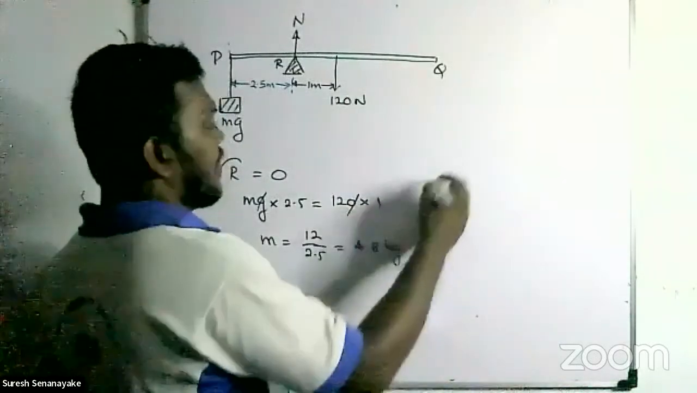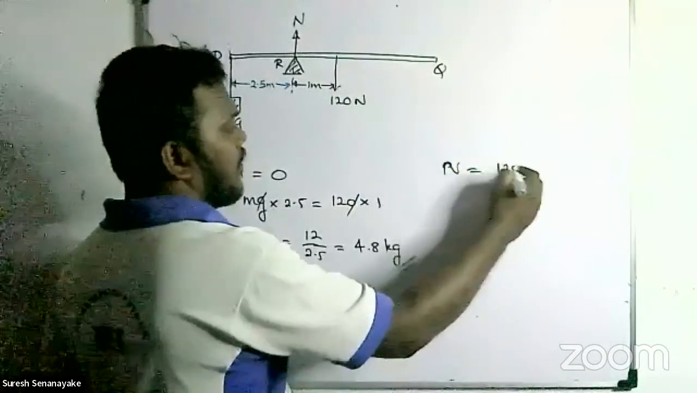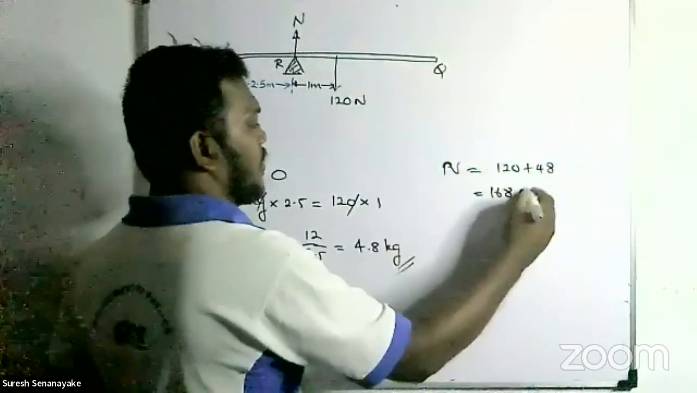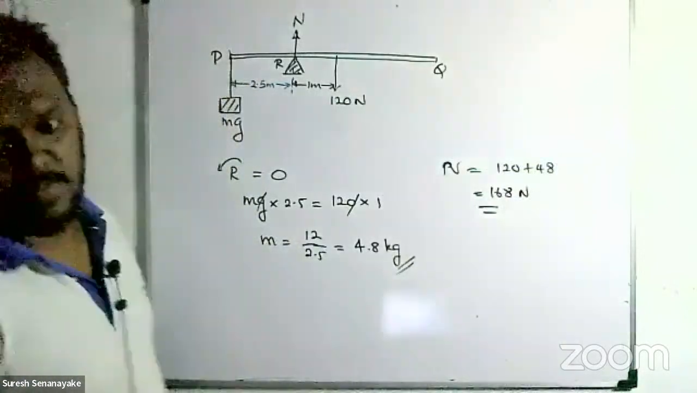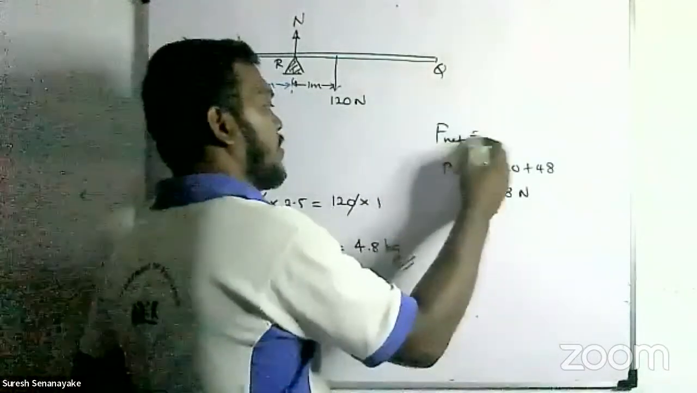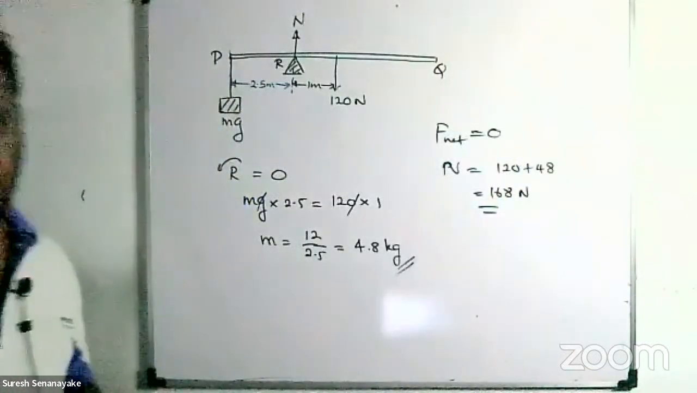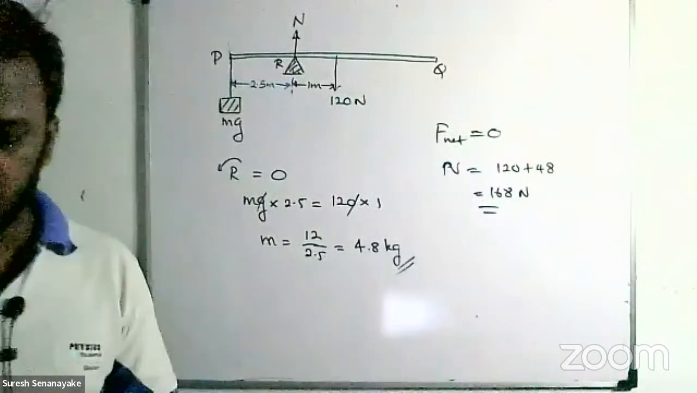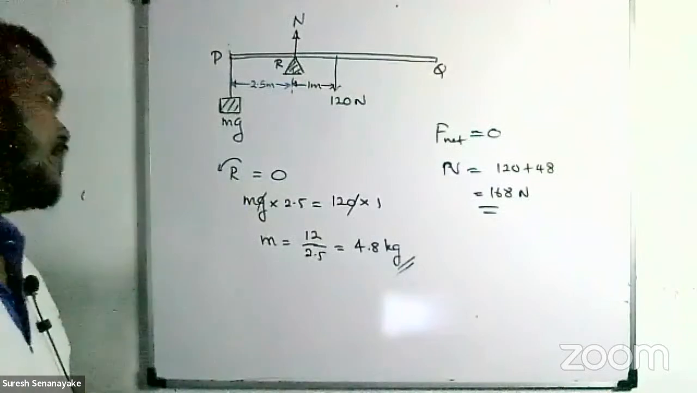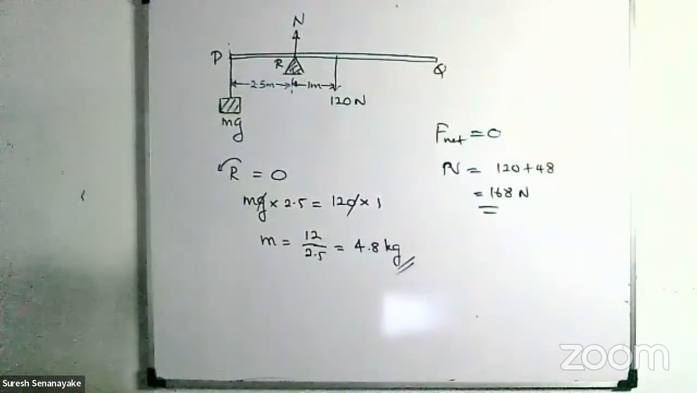And then for the reaction, the total upward forces equal the total downward forces: 120 plus 48, that's 168 Newtons. So the resultant net force equals 0. That's the way you can write it. You can take the moments about any point and it equals 0, and the resultant force in any direction can also be 0 when it is in equilibrium.